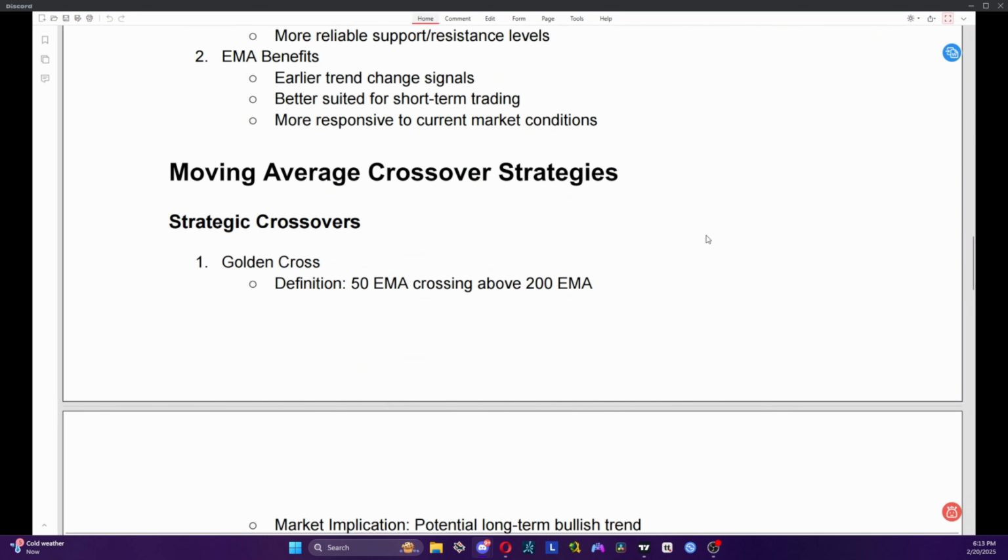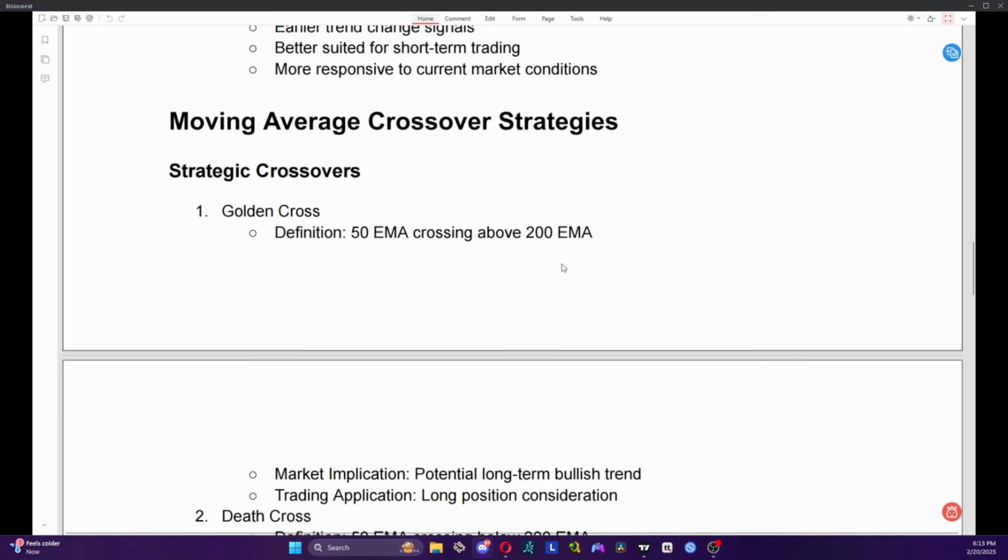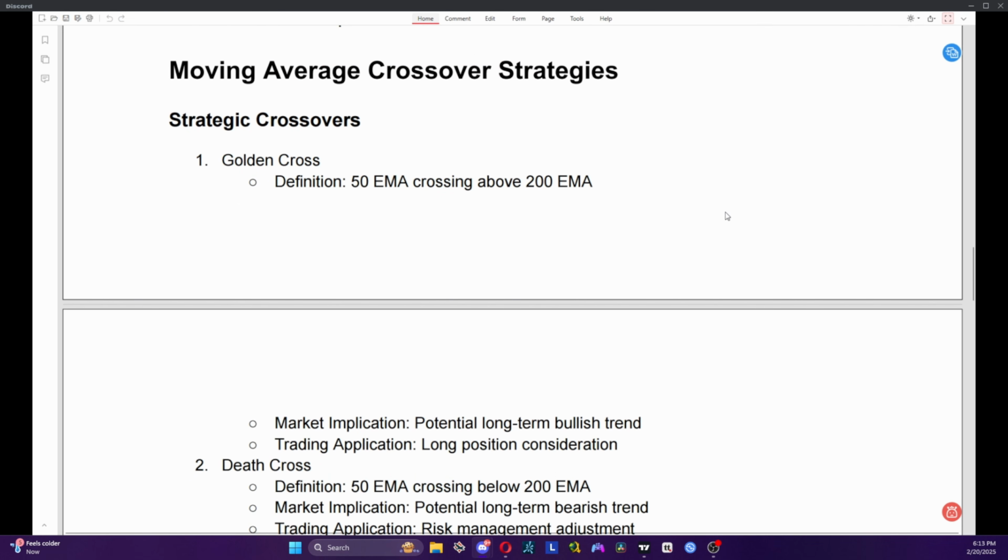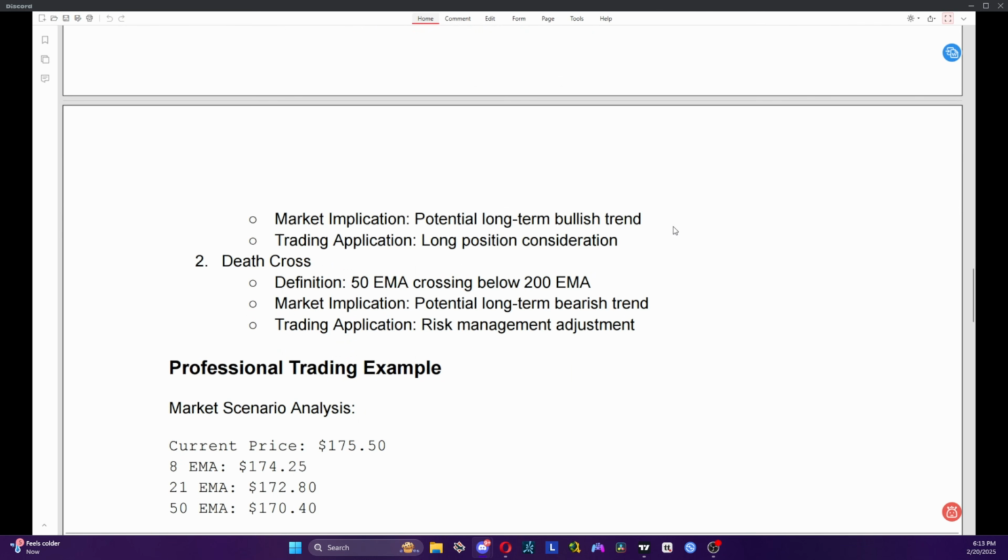Here are the most important moving average crossover strategies. One of my favorites are known as the golden crosses, which is basically when the 50 EMA crosses above the 200 EMA. When this happens, you're looking for a potential long-term bullish trend. And it basically confirms whatever trade you're in, and it allows you to feel comfortable that you're going to have that directional move.